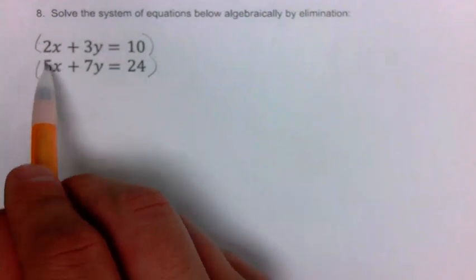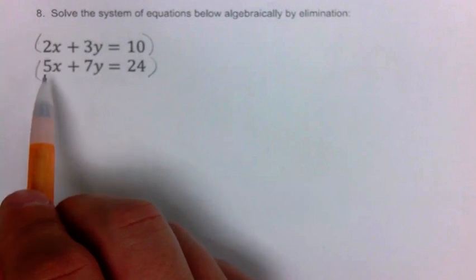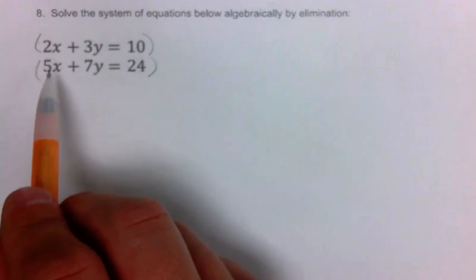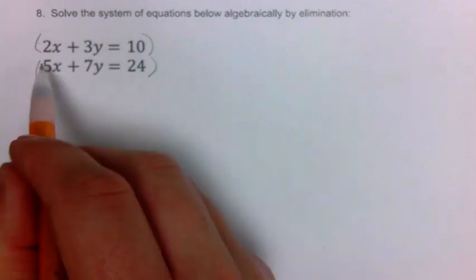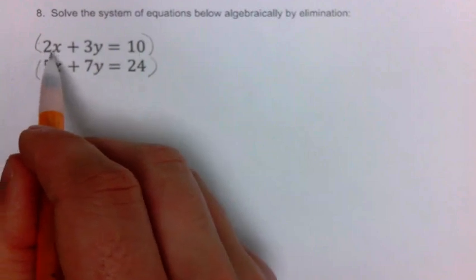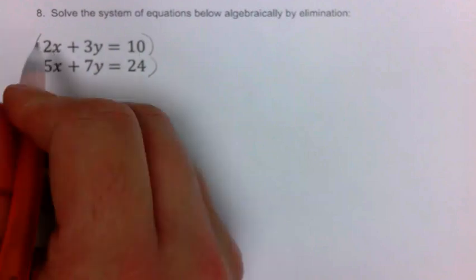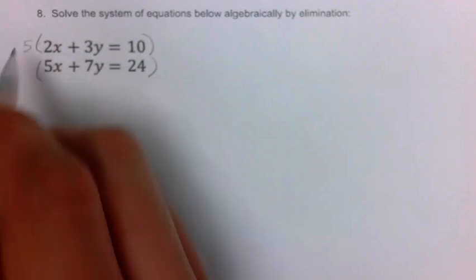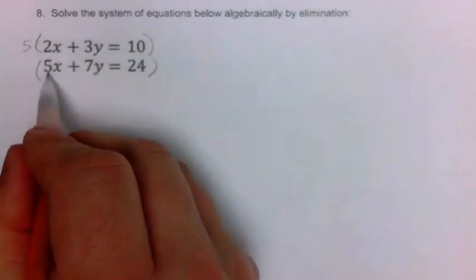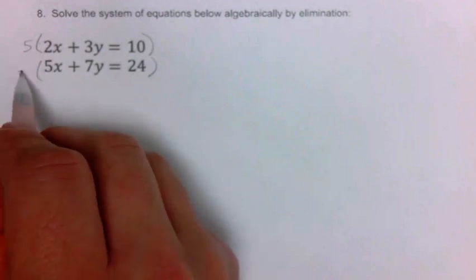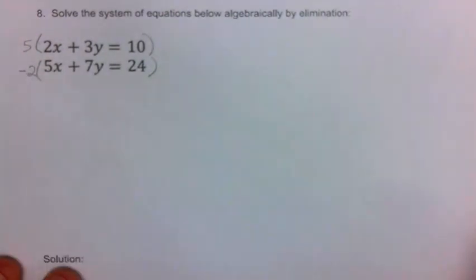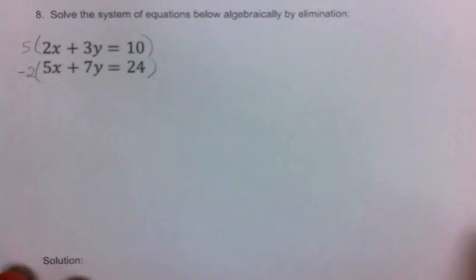I want to eliminate x, which means I need to make opposites with their coefficients. 2 and 5 have a common multiple of 10. So for one of my x's, I'm going to need a positive 10, and for the other one, a negative 10. I'm going to keep this 2x up here positive, so I'll multiply this equation by 5. But the x in the next equation needs to be negative 10, so I'll multiply that equation by negative 2 to make that happen.